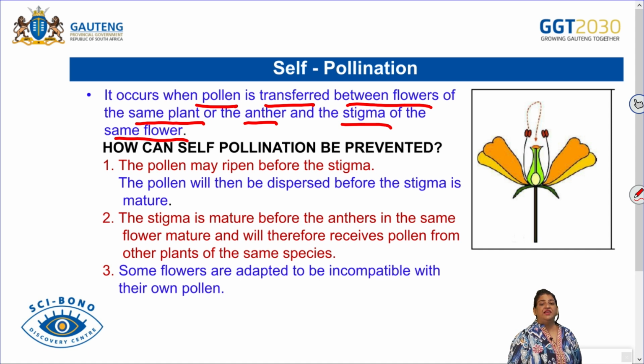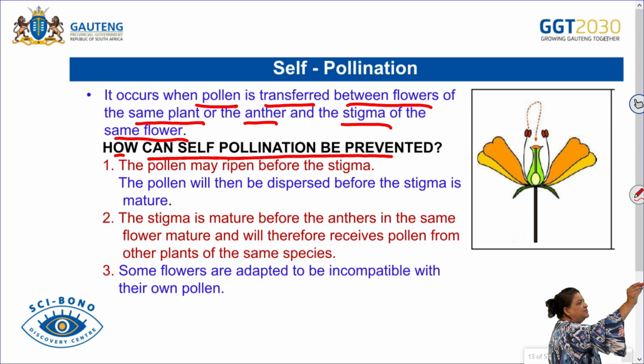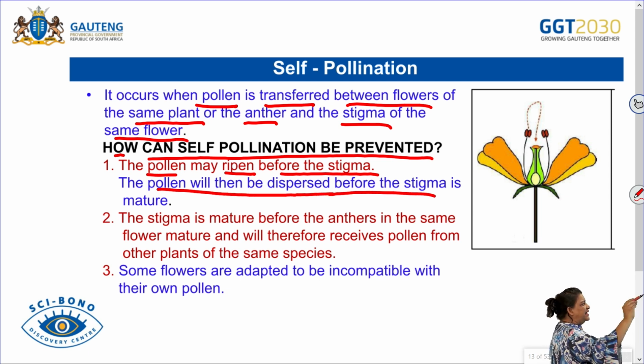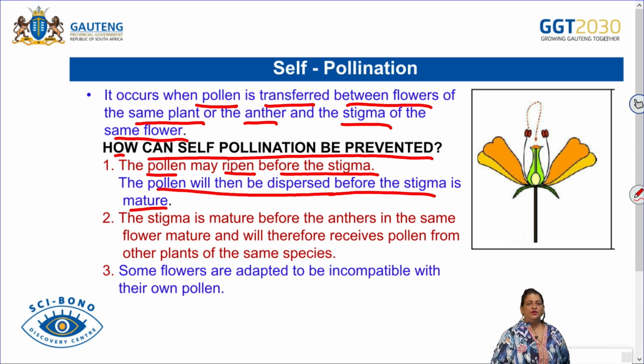So how can we prevent self-pollination? How can self-pollination be prevented? The pollen may ripen before the stigma. The pollen will then be dispersed before the stigma is mature. You see? You don't want the pollen from the anther of the same flower to land on the stigma of the pistil of the same flower. But if both ripen at the same time, then obviously some of the pollen from that anther is going to land on that stigma. So we don't want that.